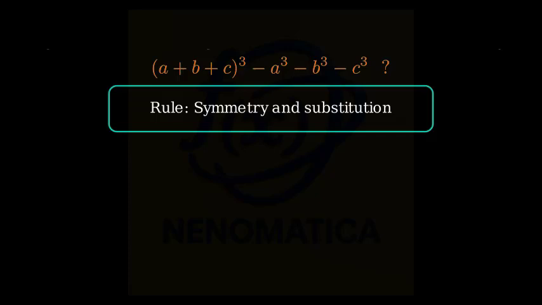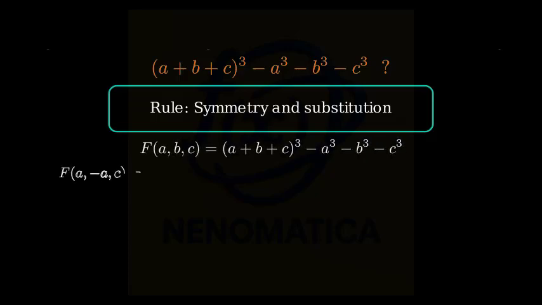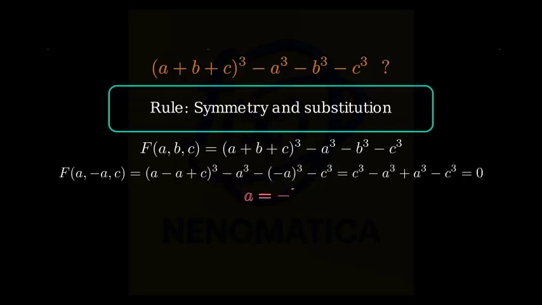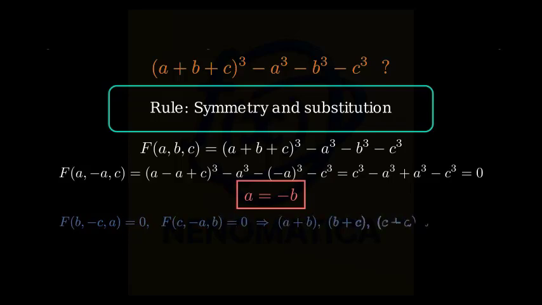We try setting a equal to negative b. Because the expression is symmetric in a, b, and c, if a equals negative b, the expression becomes 0. And by symmetry, it also vanishes for b equals negative c, and for c equals negative a. So the whole expression is divisible by each factor: a plus b, b plus c, and c plus a.